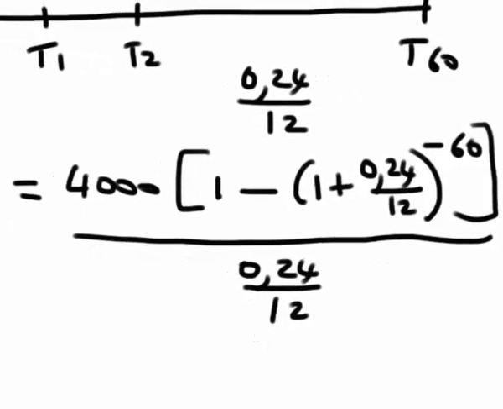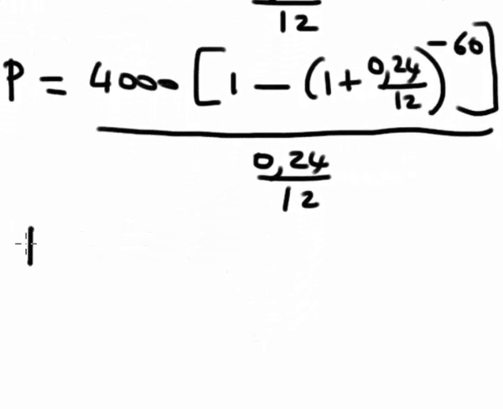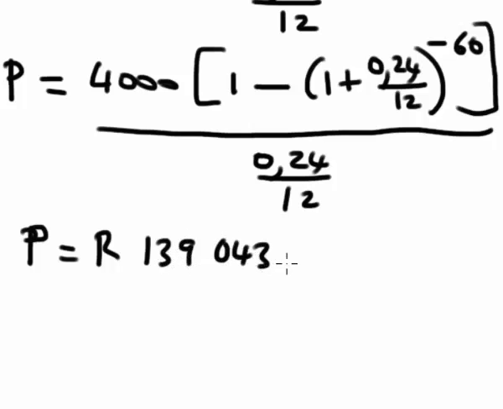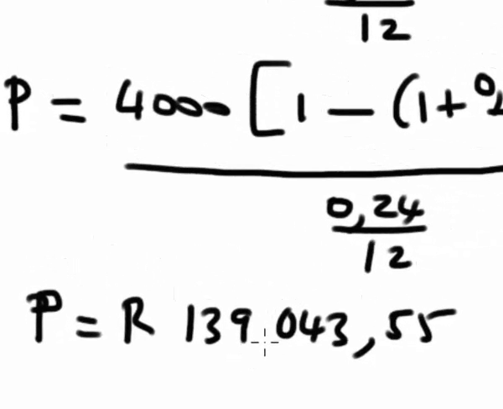And all you now have to do, watch how brilliant this is, work this out in a calculator. Okay, now let's see if you get the same as me. Go and check that. This is going to give you, look at this, 139,043.55. 139,043 rand and 55 cents.